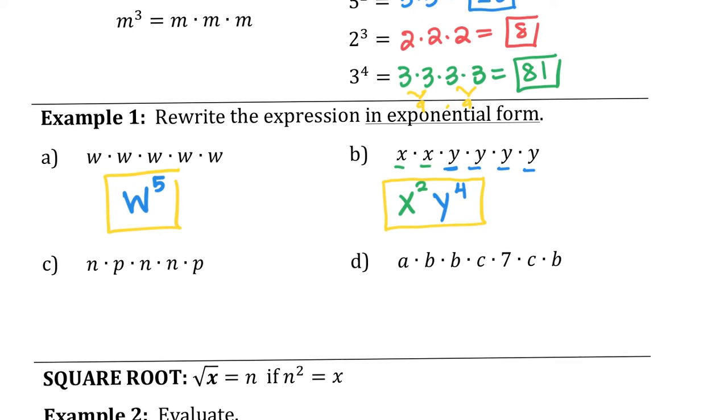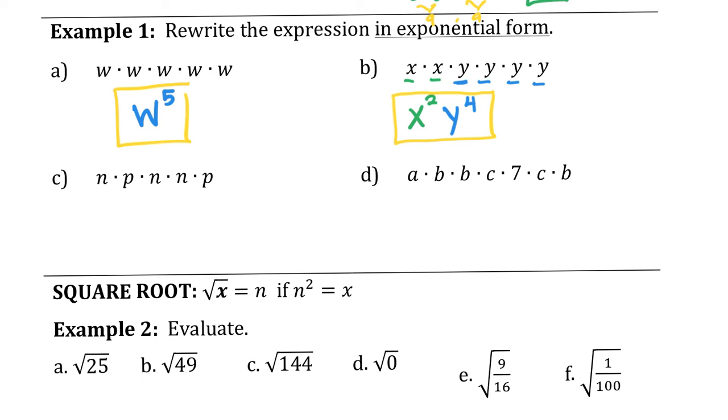Let's go ahead and try the next one. For c, let's see what the first base is. I see a base of n, so I'm going to go ahead and write n. And see how many times is n multiplied by itself. N, that's p, that's not it. N times n times n, so n to the 3rd. The next base is p. P is multiplied by itself twice, so p squared. N to the 3rd, p to the 2nd, or p squared is my exponential form.